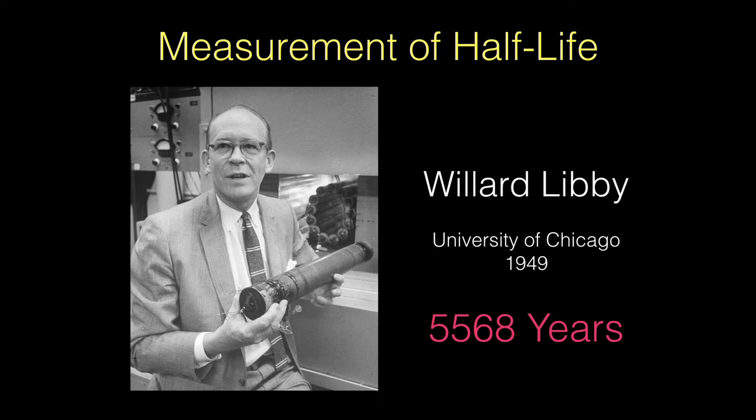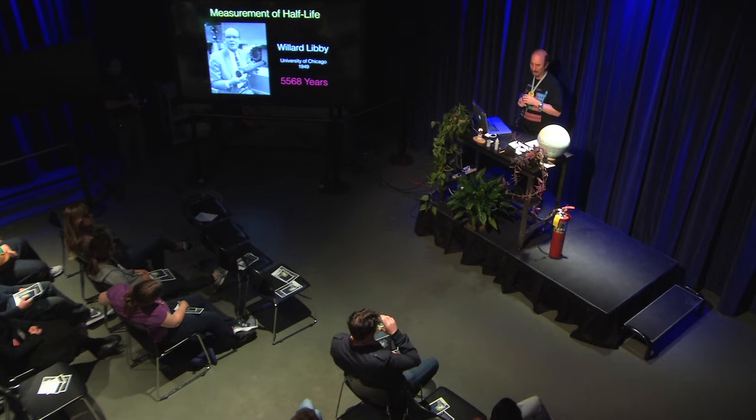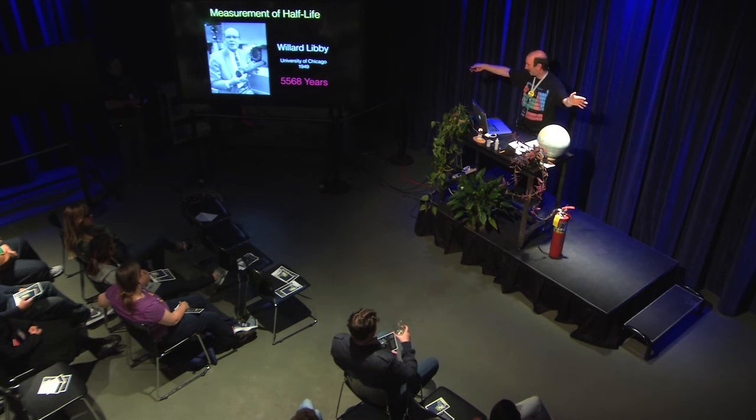Well, that's not a lot of time in the geologic sense. I mean, the Earth's been around for 4.5 billion years. Wouldn't all the carbon have decayed by now? That's almost 1 million half-lives since the Earth was formed. There should be no carbon-14 at all on the Earth. Where does it come from?